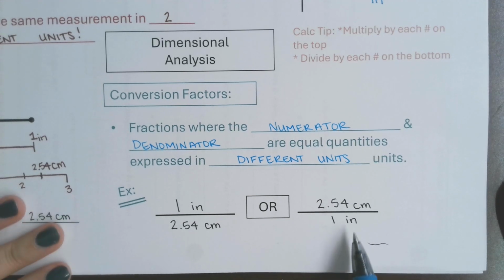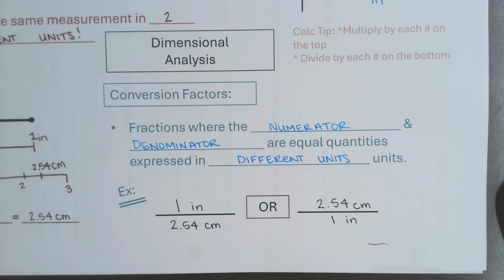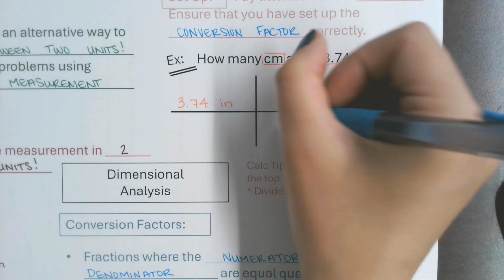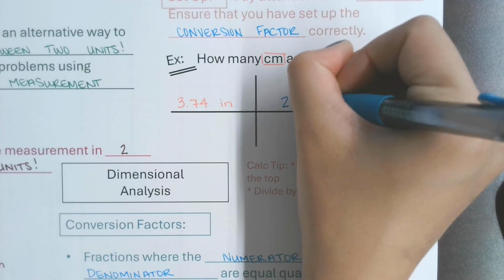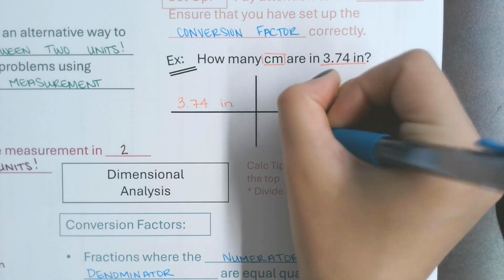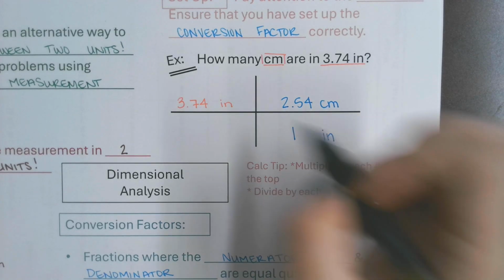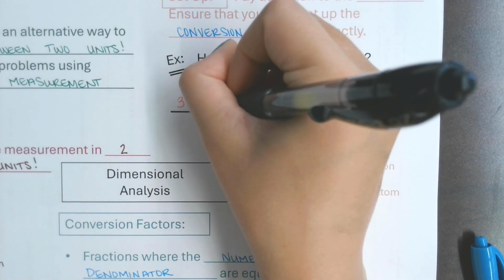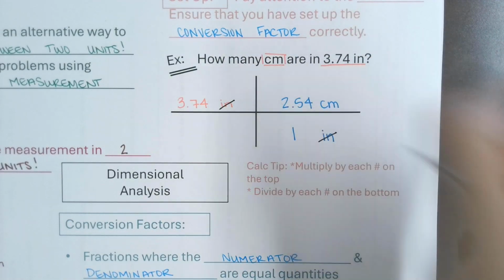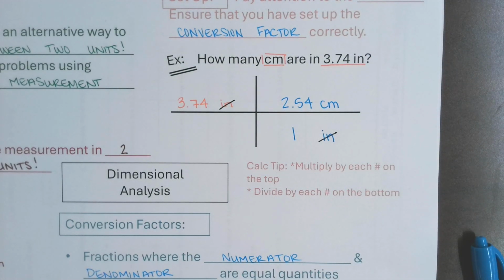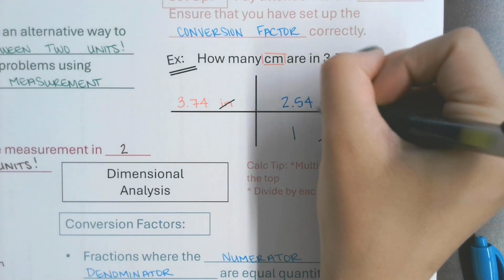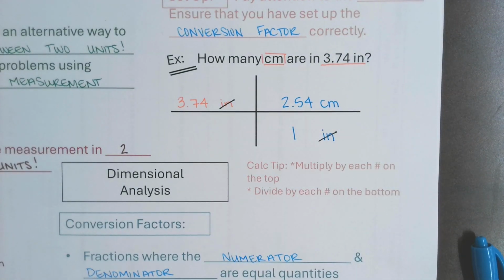Great. You should have picked that we have 2.54 centimeters over 1 inch. So we put our 2.54 centimeters on top, 1 inch on the bottom. Just like in a fraction that you might do in math, if you have an x on top and an x on the bottom, those would cancel out. So your inches cancel and you're left in units of centimeters.